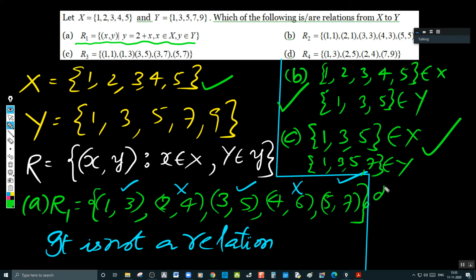D. 1 to 7. Sir, 1, 2 does not belong to X. Therefore, it is not a relation. This is not a relation and that is not a relation. Only B and C are relations.